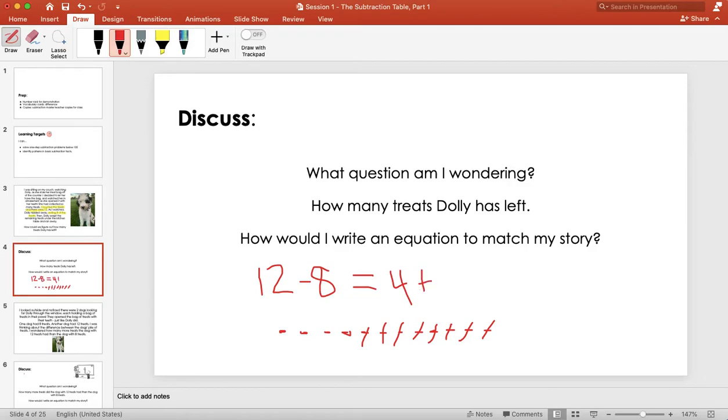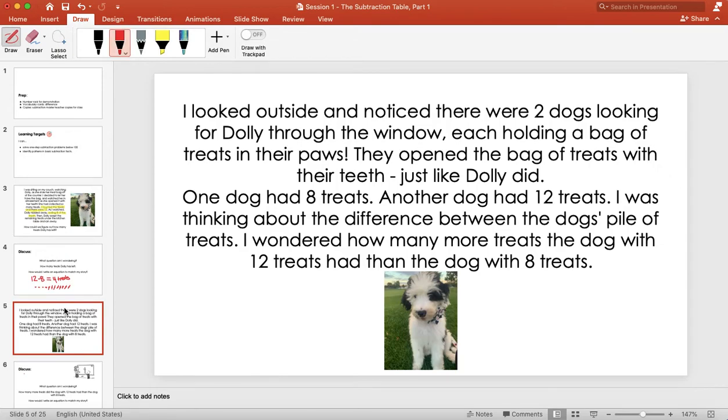And then I'm going to label it treats. My handwriting is not very good on here. Okay, 4 treats. All right, let's practice with another story problem.